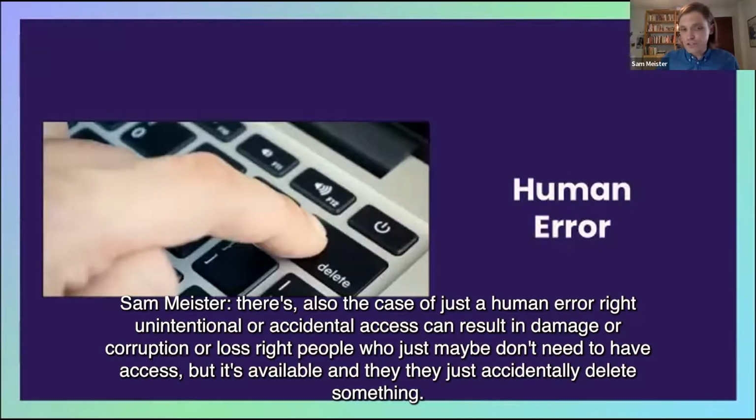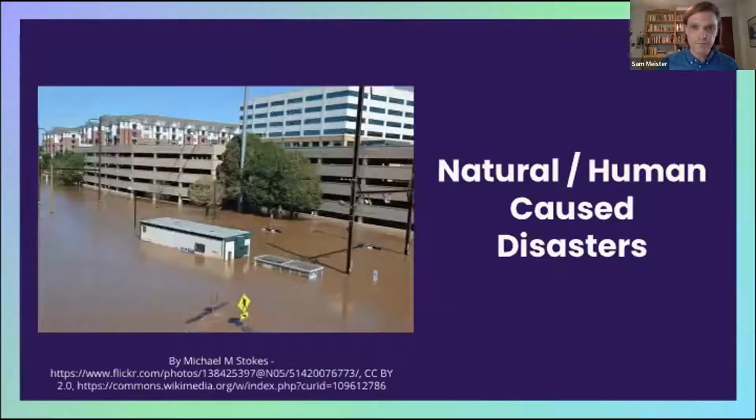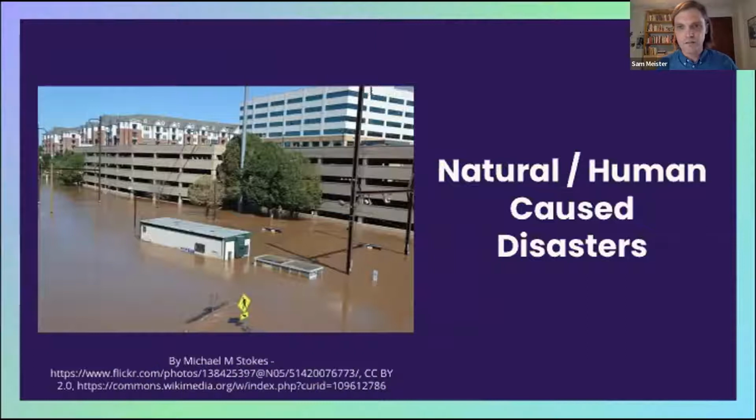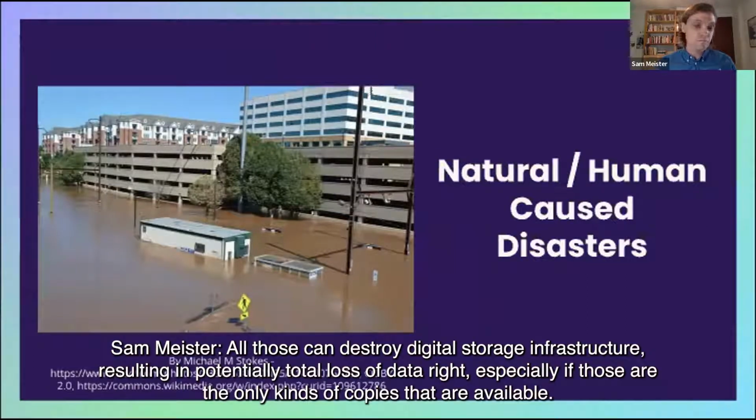There's also the case of human error. Unintentional or accidental access can result in damage, corruption, or loss. People who maybe don't need to have access, but it's available, and they accidentally delete something. And then there's big scale: natural or human-caused disasters like fires, floods, or hurricanes. All of those can destroy digital storage infrastructure, resulting in potentially total loss of data, especially if those are the only copies that are available.